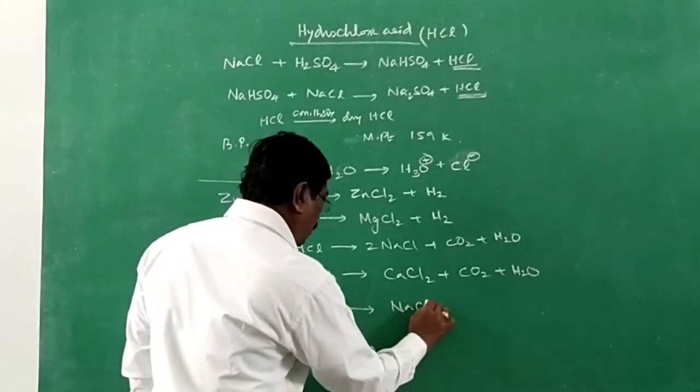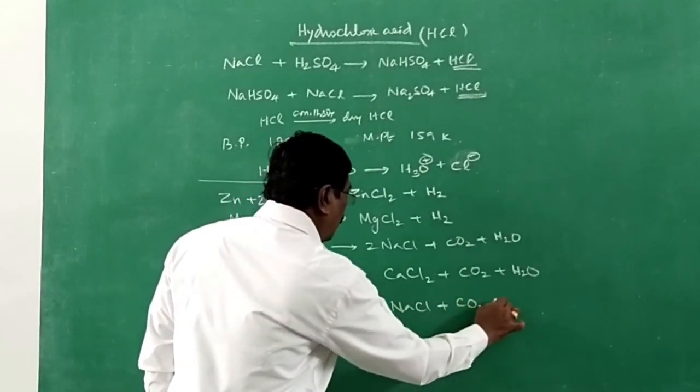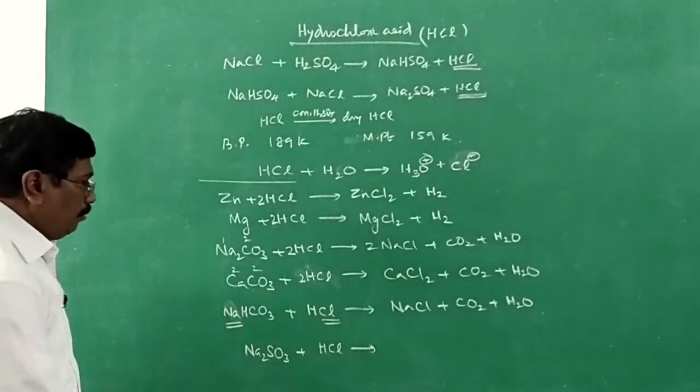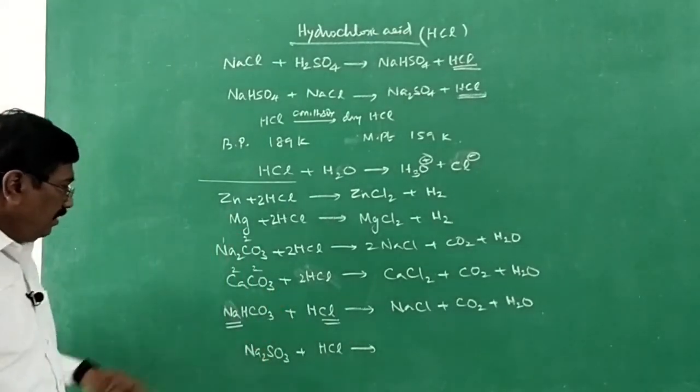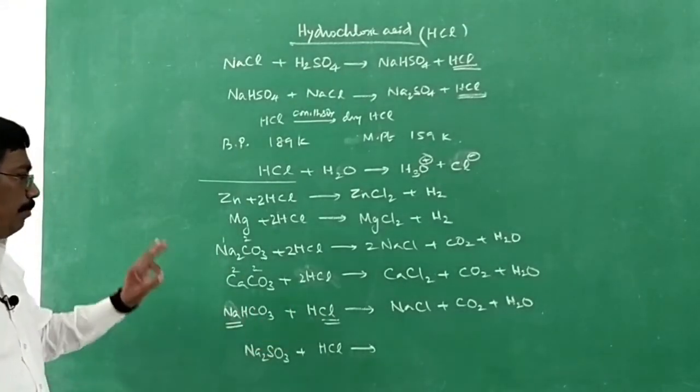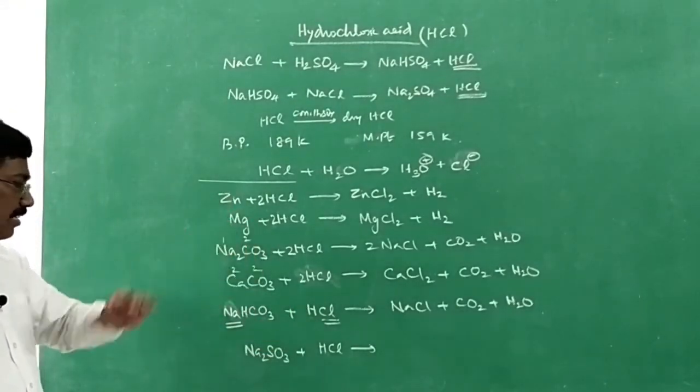I think in the book they have balanced wrongly. 2HCl not needed. NaCl, H2O, CO2. When sodium bicarbonate is treated with hydrochloric acid, we get this product.